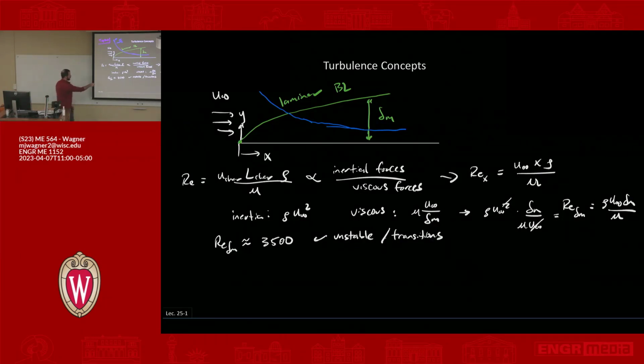So Reynolds delta m is 3,500. We got this from a flat plate relationship, right? But maybe you have had fluids before and you recognize this number. Anybody recognize this? Where else does this number show up? In what situation does this show up, other than a flat plate?